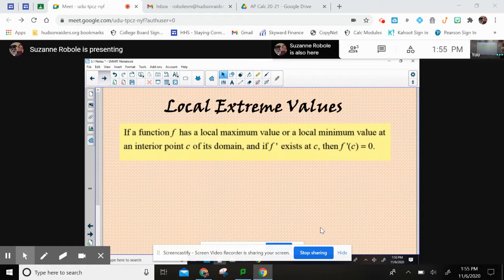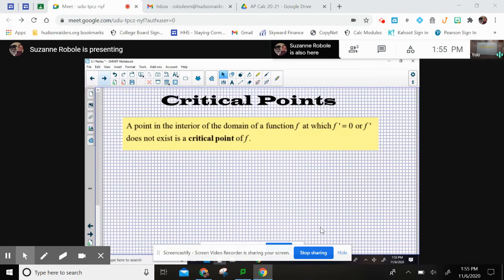So critical points, also a big one, because we're going to use critical points to test values and to find our maximums and our minimums and eventually our points of inflection. So a critical point is a point in the interior of the domain of a function at which f prime is either equal to 0 or doesn't exist.